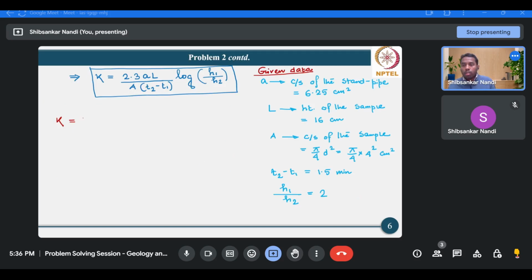Okay, so 2.3, the cross-sectional area of the standpipe is 6.25 centimeter square. The height of the sample is 16 centimeter. Then the cross-sectional area of the sample is pi by 4 into 4 square. t2 minus t1 is 1.5 minutes, and h1 by h2 is 2. So please calculate and let me know what is the answer for this K value.